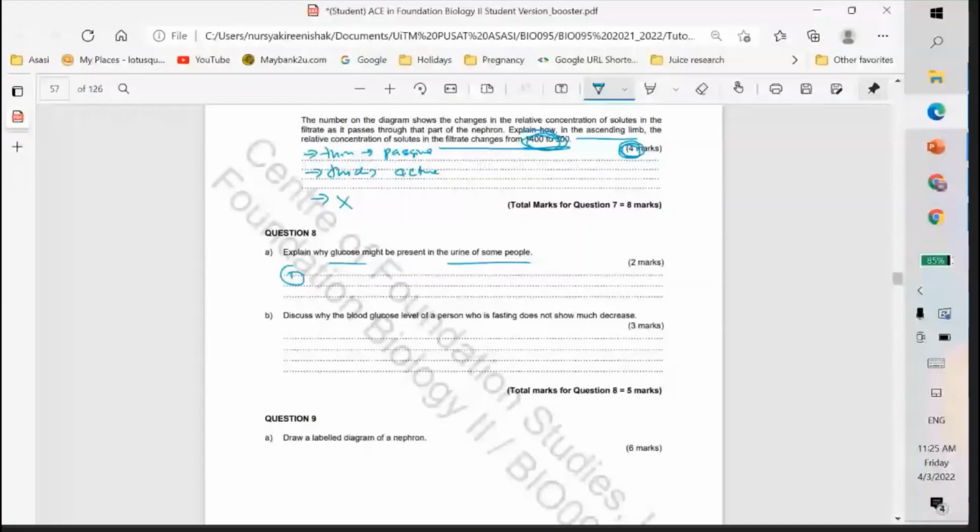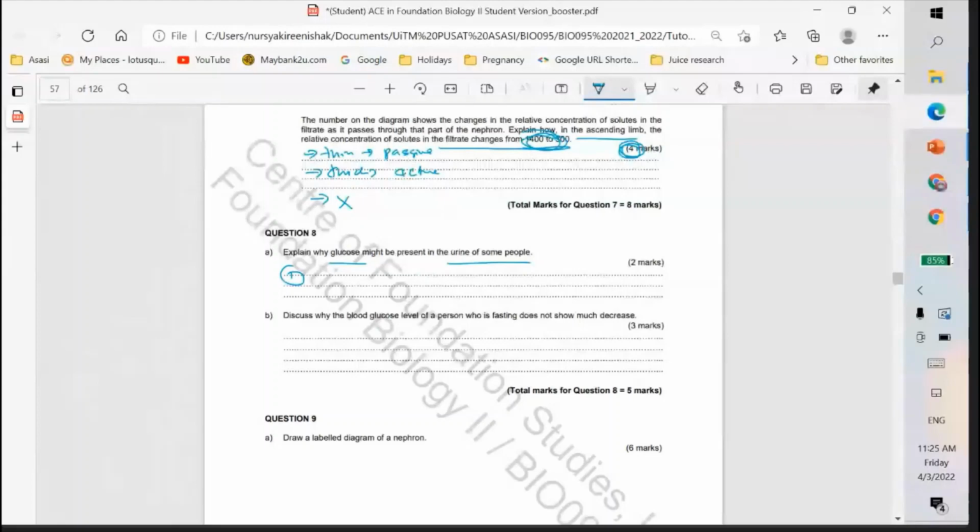And then the next point, ultrafiltration in the glomerulus produces glomerular filtrate with high content of glucose. And the next point, not all glucose will be reabsorbed in the proximal tubule. So it means that there is still some glucose in the filtrate that becomes the urine later. So that's why for some people there is glucose present.